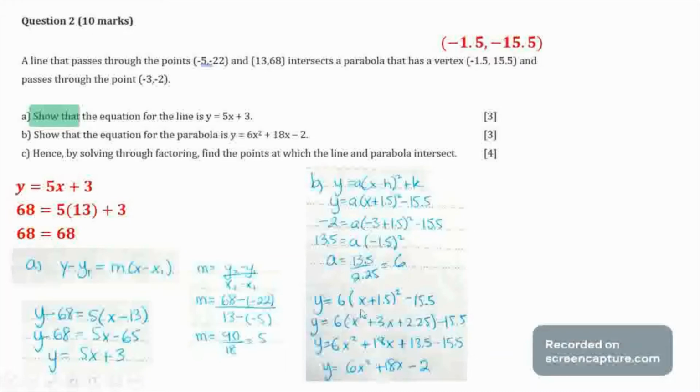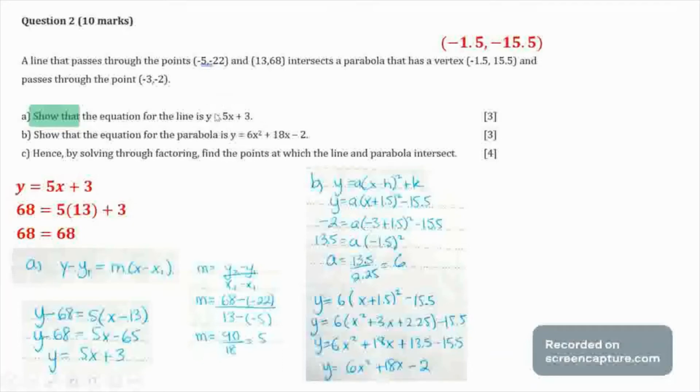There's our function. However, it says show the equation of the parabola is this. This is vertex form. This is standard form. To change from vertex to standard, we just open these parentheses, which I did here, multiply everything by 6, which I did here, and then finally subtract the 15.5. And you do get to this same one here. Great, it works.